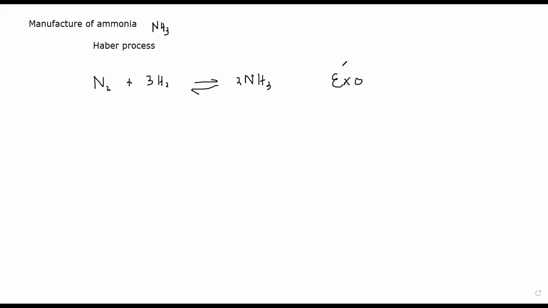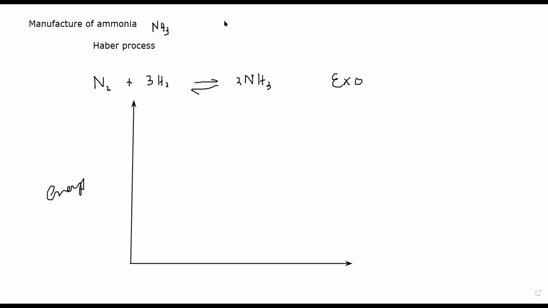When we say exothermic, it means that when the product is formed, the energy is released to the atmosphere. If I make an energy profile diagram for reactant and product, because the reaction is exothermic, the reactant will have more energy and the product will have less energy. So N2 plus 3H2 will give 2NH3.